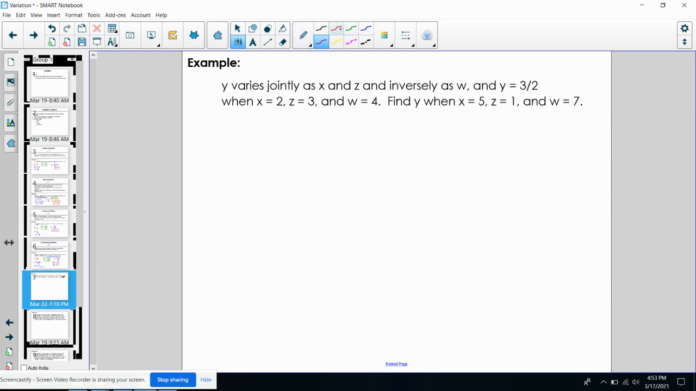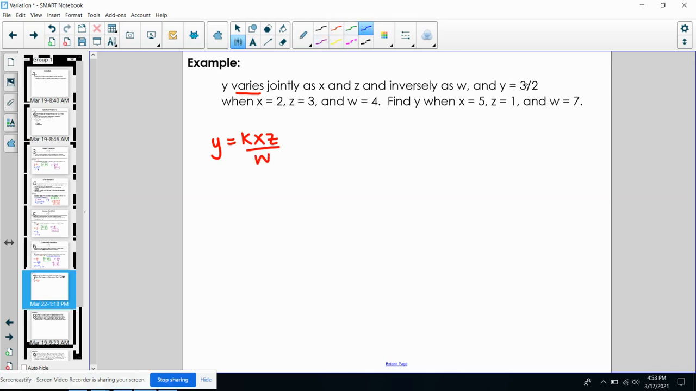All right, so we're going to do one more combined variation example. So y varies jointly as x and z and inversely as w. So let's write that first. So y equals k. It's jointly as x and z. So jointly, remember, is just being multiplied to k. So we're going to have x and z up here with k. Inversely as w, so w is going to go on the bottom.